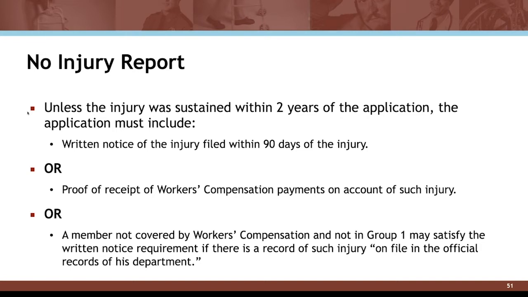And given that PTSD develops over time, there most likely wouldn't have been any reason for them to have filled out an injury report. So we want that to include Group 1 members as well as 2 through 4.